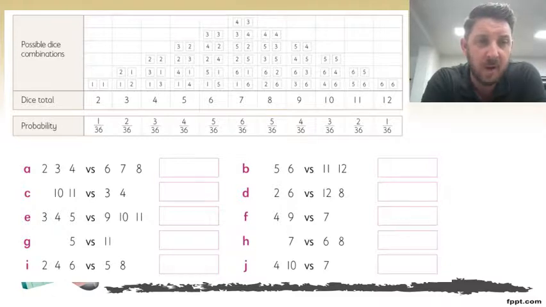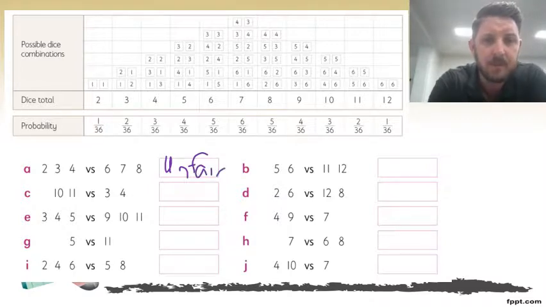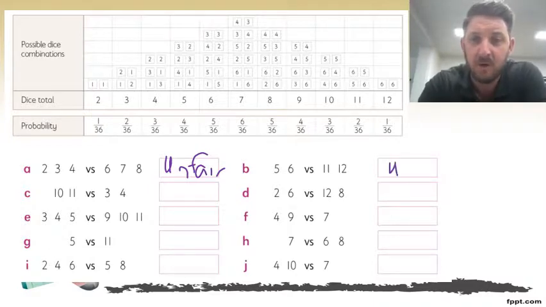I know 2 is 1 over 36, 3 is 2 over 36, and 4 is 3 over 36, which makes 6. Let's try 6, 7, 8. 6 is 5, 7 is 6, and 8 is 5. That makes 16. 16 versus 6. Probably not very fair, so I'm going to say unfair. Let's do the next one, B. 5 and 6. Well, 5 is 4 over 36, and 6 is 5 over 36, so that's 9, versus 11 and 12, which is 3 over 36 possible. That is also unfair.